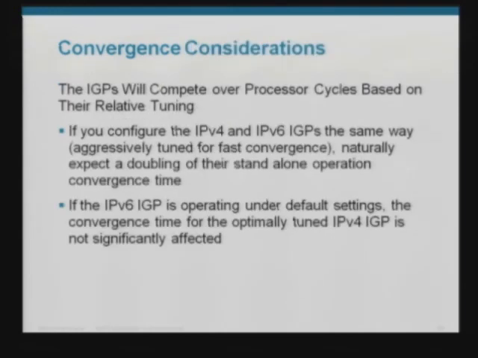So, convergence consideration: the IGPs will compete over processor cycles based on their relative tuning. However you have tuned one protocol or the other, if you've tuned IPv6 and IPv4 IGPs the same way, naturally expect a doubling of the standalone operation for your convergence time. A lot of people prefer, in case, to start initially with IPv6 having a little slower convergence, because IPv4 is still carrying my large customer traffic, and that's where most of my revenue is coming from.